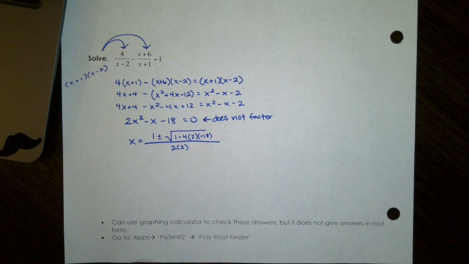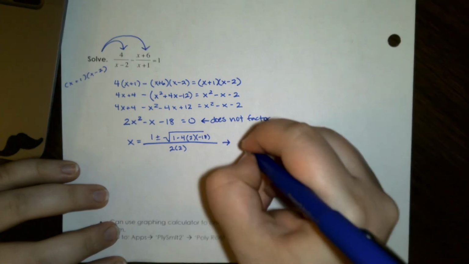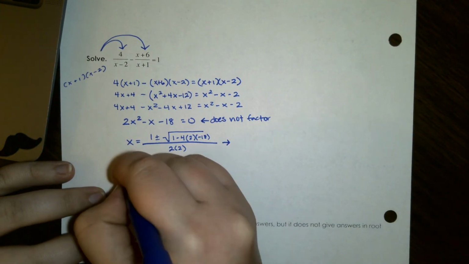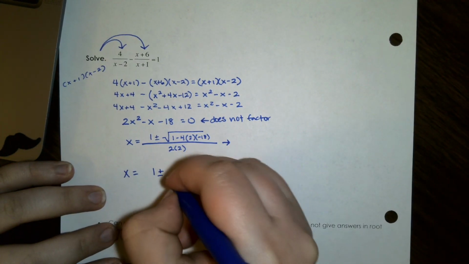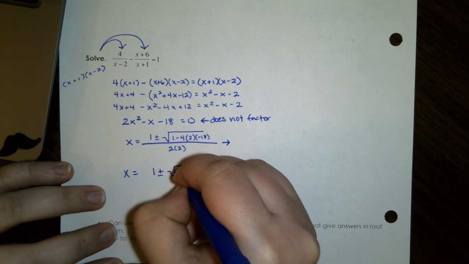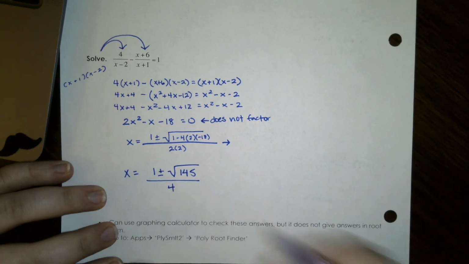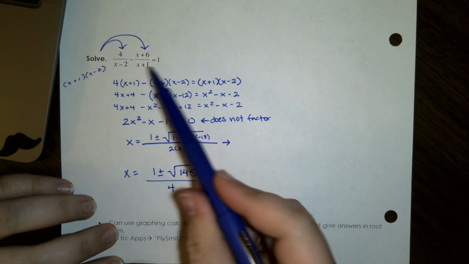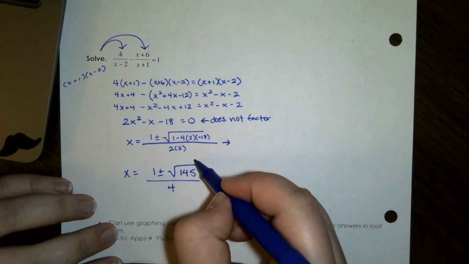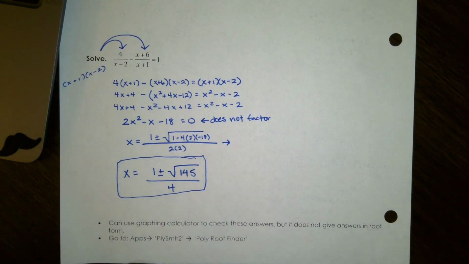I will save you some time. I suggest that you do this problem on your own. Go ahead and pause the video, take a minute. But when you get through simplifying, we end up getting that, I'll put it down here actually, x equals 1 plus or minus the square root of 145 divided by 4. That is not one of the excluded values, which would have been positive 2 or negative 1. So this ends up being our final answer.